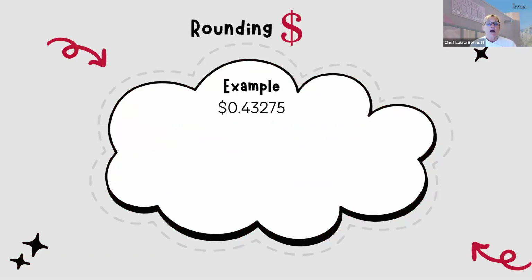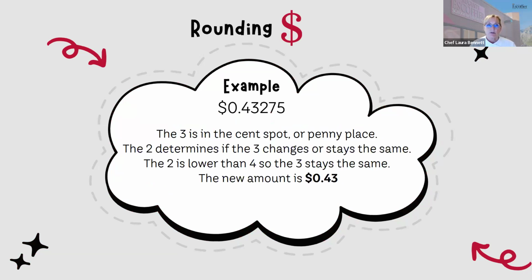Rounding. So rounding is always going to be done 2 places to the right of the decimal. Here we're talking about money, so you can see that we have 0.43275. The 3 is in the cent spot. That's where we are rounding to, 2 places to the right of the decimal, the cent spot, or like I like to call it, the penny place, because that's where all of your pennies live, okay?